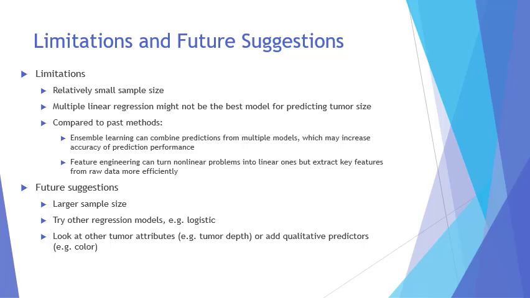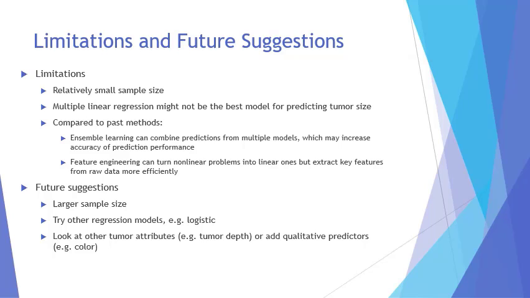Like using transformations in linear regression, feature engineering can turn non-linear problems into linear ones. But it does have the advantage of being able to extract key features from the raw data more efficiently, which can optimize the data screening process prior to model building.